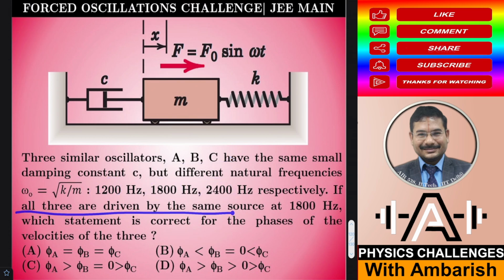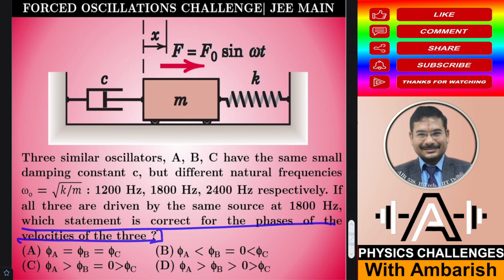If all the three are driven by the same source at 1800 Hz, which statement is correct for the phases of the velocities of the three? So these are the four options, and now how to solve this? Obviously you need to understand theory for solving this, and let me now get into the theory.